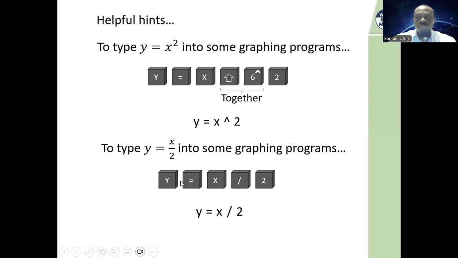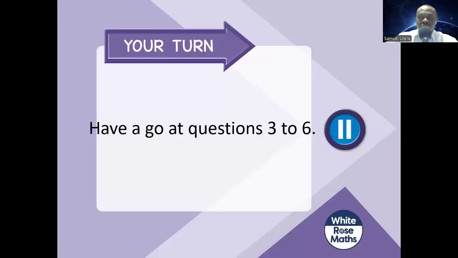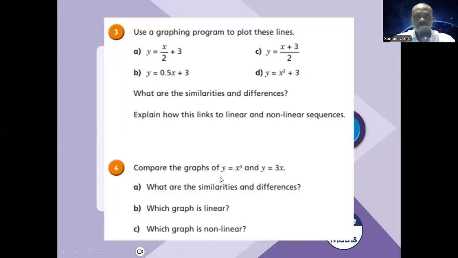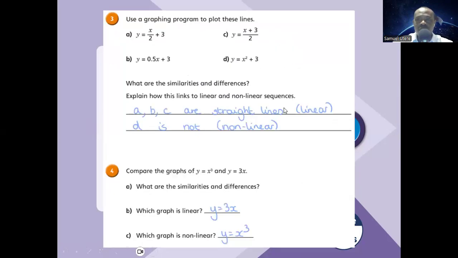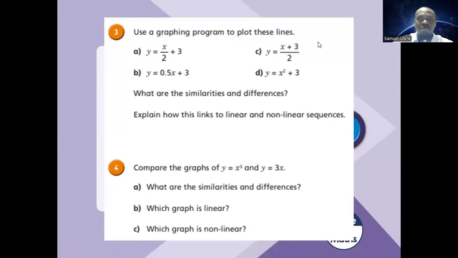Okay. So I would like you to have a go at questions 3 to 6. Pause the program and have a go at questions 3 to 6. By this time, you should be able to use your graphing program because you now know how to use it to do these. So go to Desmos and then use your graphing program to do this.